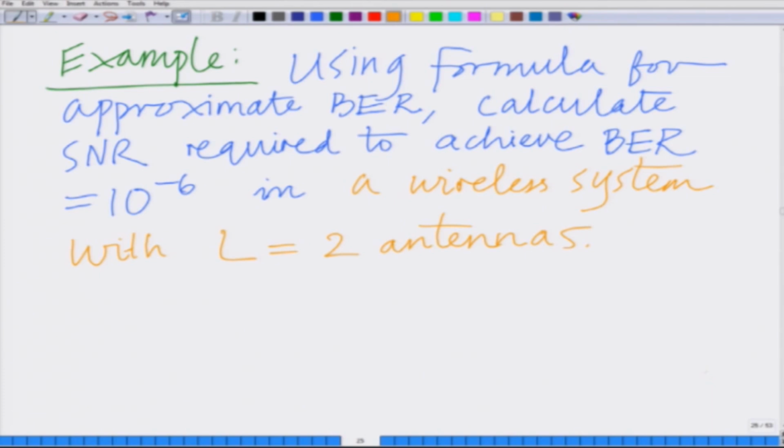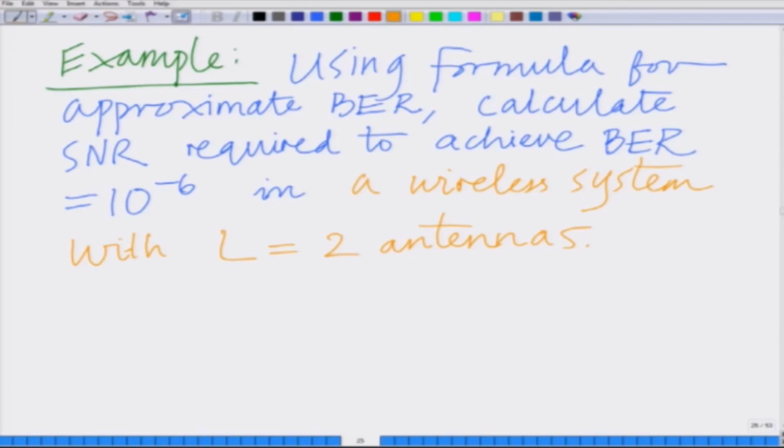So, in this example we are asking the question the other way around. That is, given a bit error rate of 10 power minus 6, what is the SNR in dB required to achieve this bit error rate in a wireless communication system with L equal to 2 receive antennas? Again, we can solve this similarly.